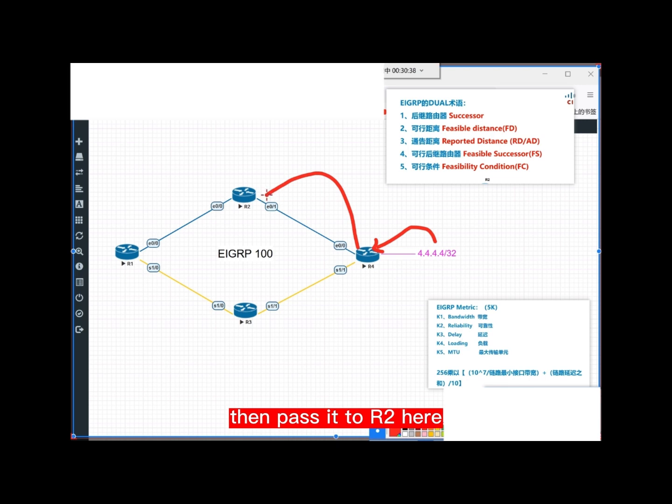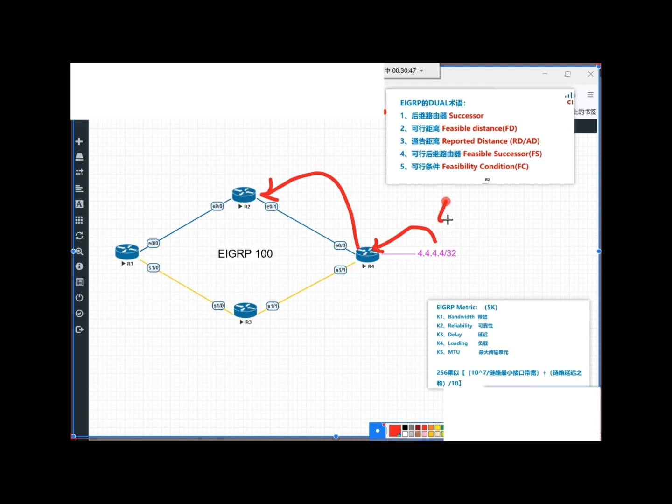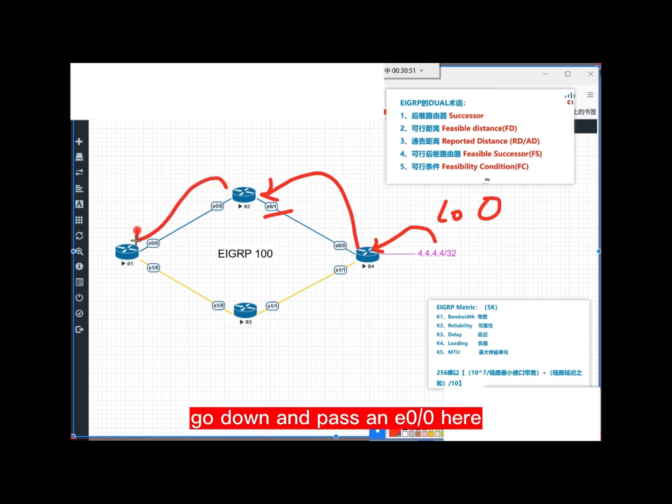Then pass it to R2 here. The interface of R2 also received this route. So actually, it also goes through the E01 interface of R2. After a loopback 0 here, it passed an E01 here, goes down and passes an E00 here.